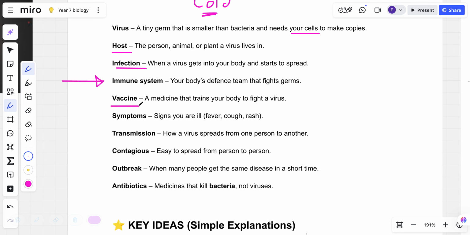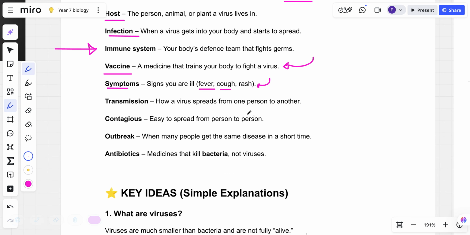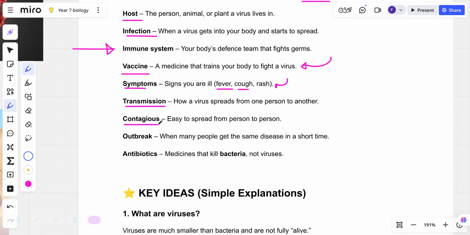A vaccine is a medicine that is generally made of a dead virus that gets your body ready and trains your body in case you get attacked by a virus. You have certain symptoms, and it depends on the type of virus you have. The common ones are fevers, coughs, and sometimes a rash, depending on the virus. Now, transmission is how it spreads. Now, the cold is an airborne virus, okay? It is contagious, meaning it spreads from person to person. An outbreak is when lots and lots of people have a specific virus.